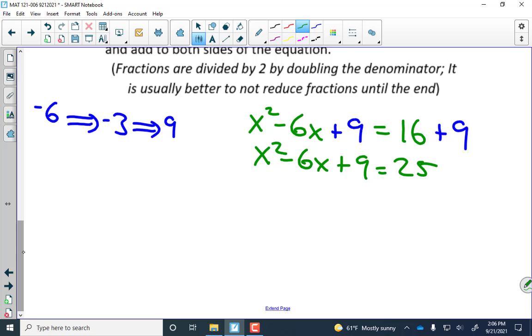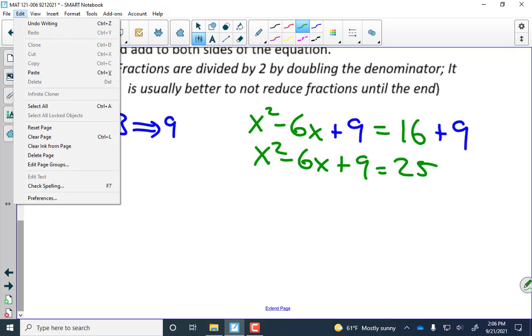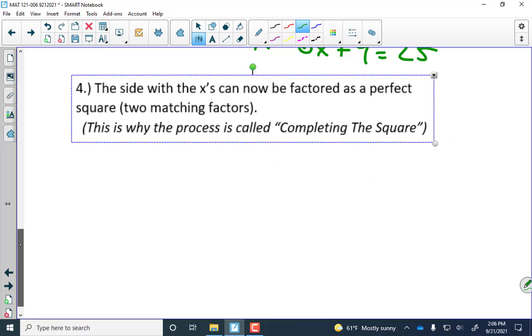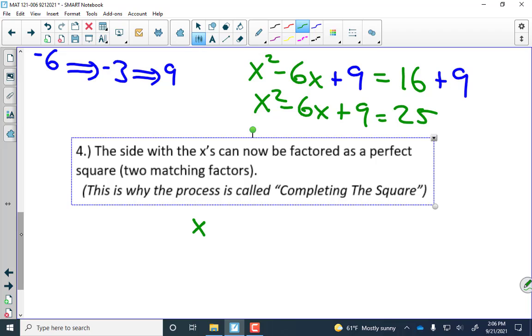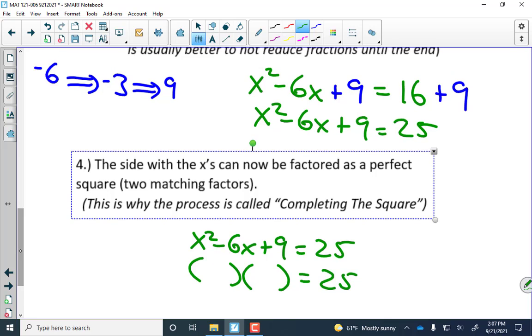Okay, now here's the cool part, everyone, and this is actually why the process is called completing the square. The side that has the x's can now be factored as a perfect square with 2 matching factors. In other words, this side, x squared minus 6x plus 9, can be factored where both factors are exactly the same as each other. Does anyone know what those 2 factors are? Negative 3. X minus 3 and x minus 3.